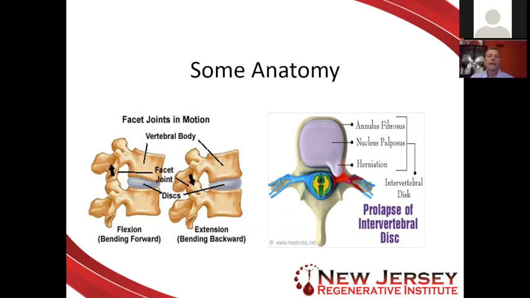On the right side of this, it shows you a disc herniation going into where the nerve roots are exiting from the spinal column. And that, of course, can lead to mechanical pressure on the nerve, as well as chemical irritation as the body reacts to the inflammatory process that happens acutely.